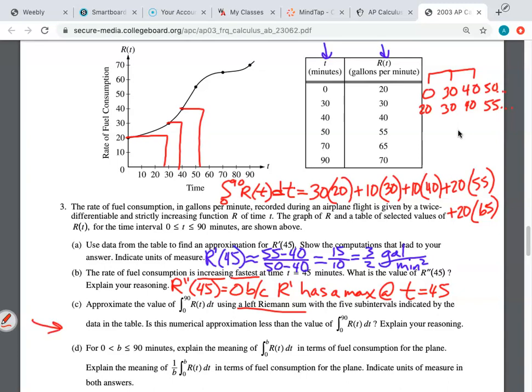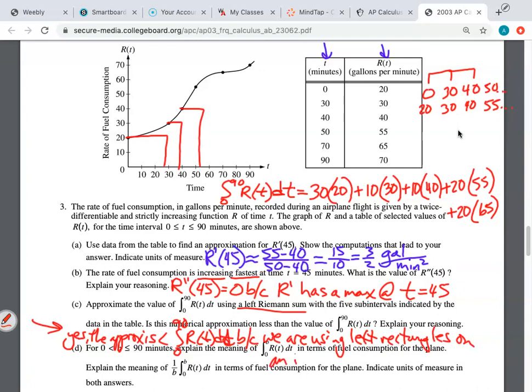Your answer would be yes, the approximation is less than the actual value, because we are using left rectangles on an increasing function. All right, and we don't have to do part D because you haven't learned enough to be able to do part D.